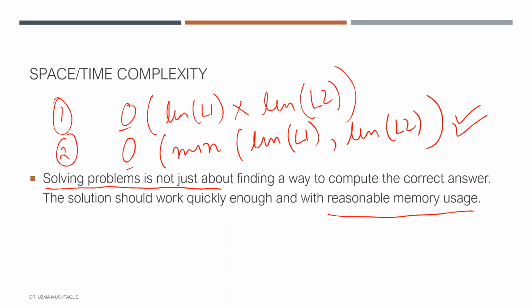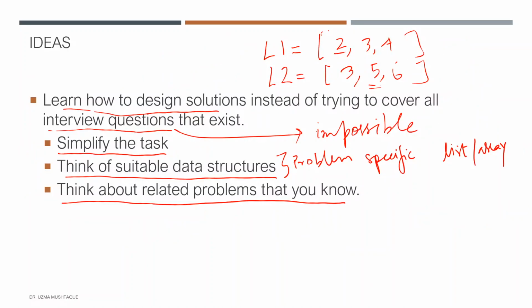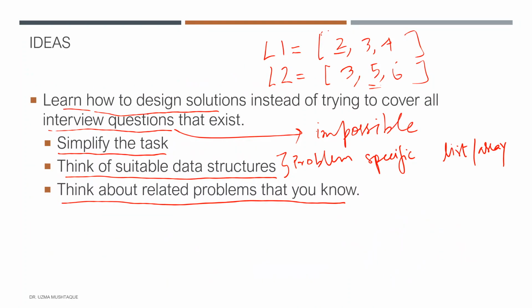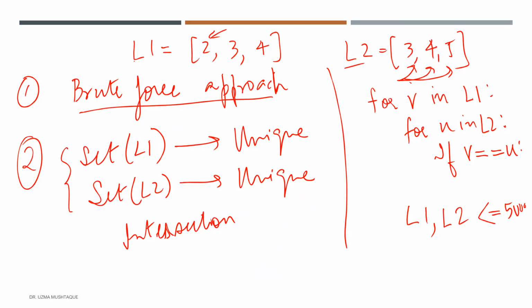Now, once we are done with these three important parts of our template, which is, again, I'm repeating, constraints, ideas, complexities, now we are ready to write the code, which is obviously going to be in Python in this series throughout, so that you can continue with my intro to Python course and then come here.